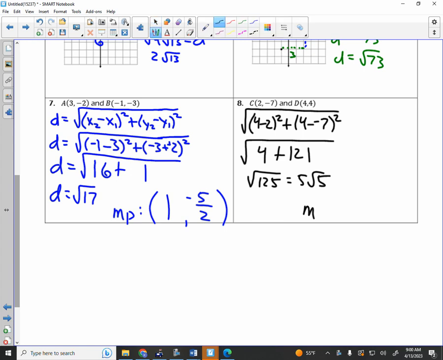Midpoint here. Add the x values, you get 6. Divided by 2, you get 3. Your y values, negative 7 plus 4 is a negative 3. Divided by 2, got that negative 3 halves. That's it.